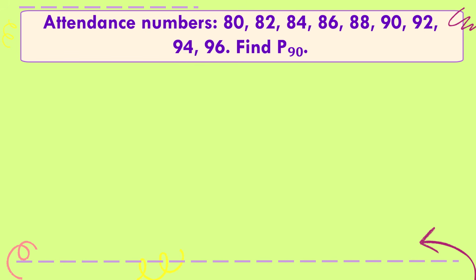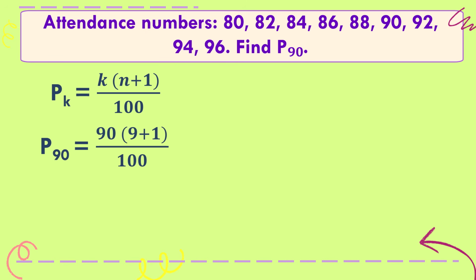The attendance numbers are 80, 82, 84, 86, 88, 90, 92, 94, and 96. Let us identify percentile 90. So percentile 90 is equal to 90 times 9 plus 1 over 100. 9 plus 1 is 10. 90 times 10 is 900, divided by 100.